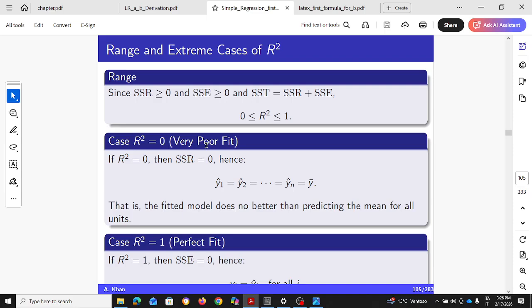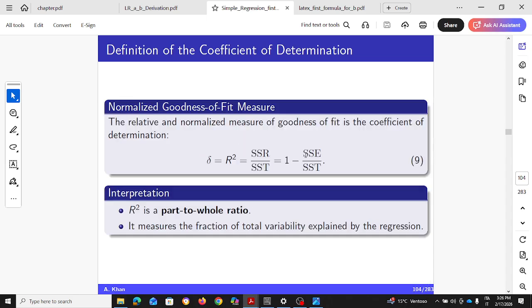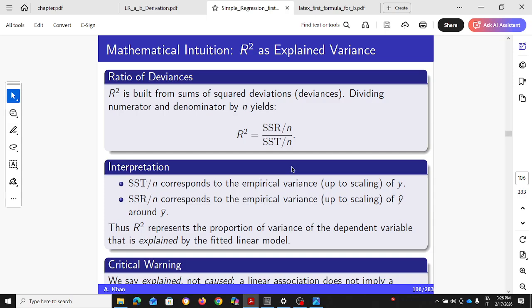The other case is if r squared is equal to 1. This means that the sum of squared errors is equal to 0. If this term is 0, then 1 minus 0 gives us a perfect condition, where we captured all the variability. This can also be written by dividing each term by the total number of observations, SSR divided by n, SST divided by n. So we scale it for both the predicted and observed values, and this gives us the proportion of variance for the dependent variable that is explained by the fitted line.